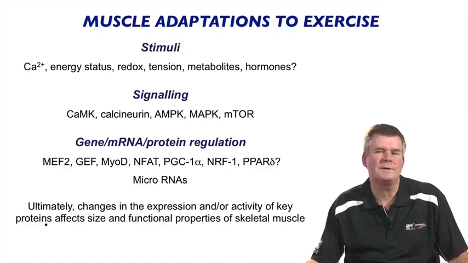And so how do these signaling pathways impact ultimately on gene expression, messenger RNA expression, protein expression? Various transcription factors, MEF2, GLUT4 enhancer factor, PGC1 alpha, which is thought to play an important role in mitochondrial biogenesis, are all transcription factors that have been implicated in the adaptive response of muscles to exercise. And more recently, interest in small non-coding pieces of RNA called microRNAs, which have been shown to influence the expression and transcription of genes and the expression of proteins.